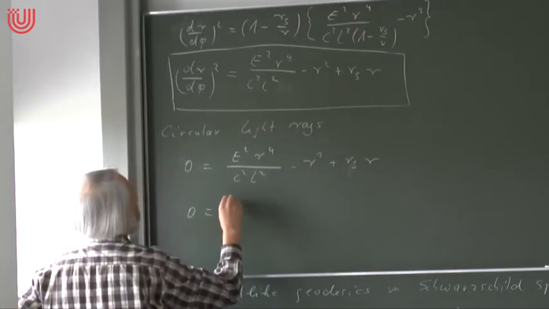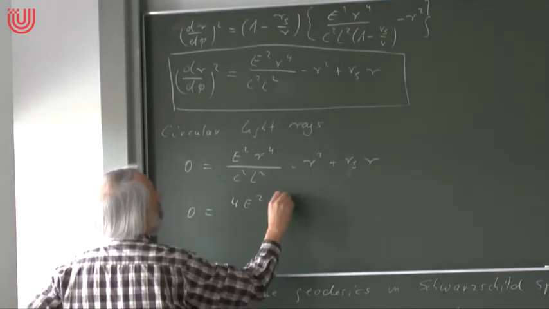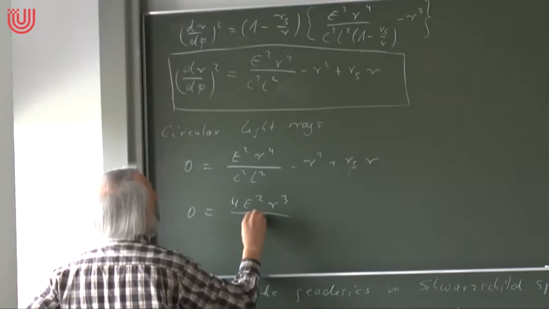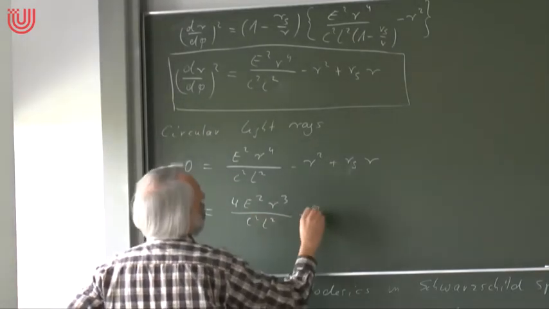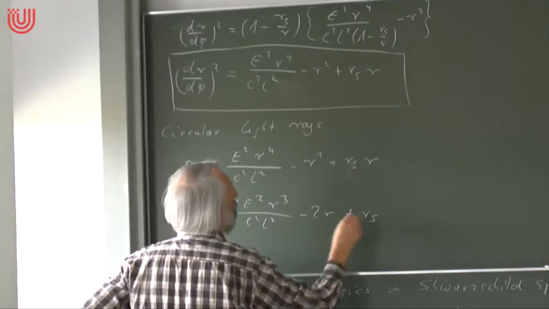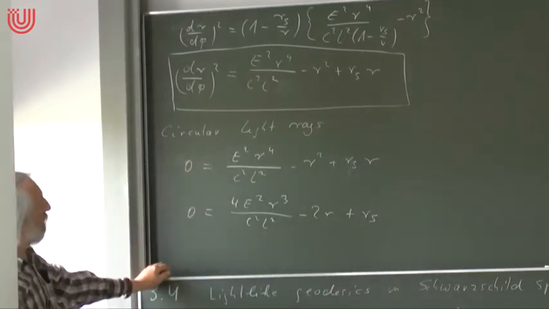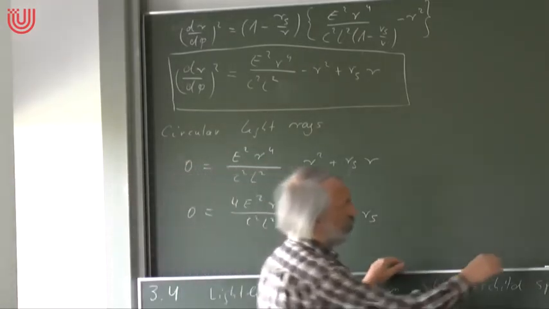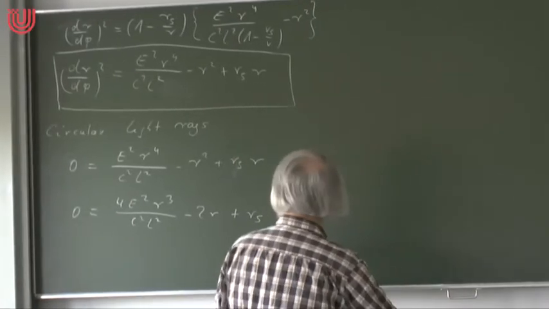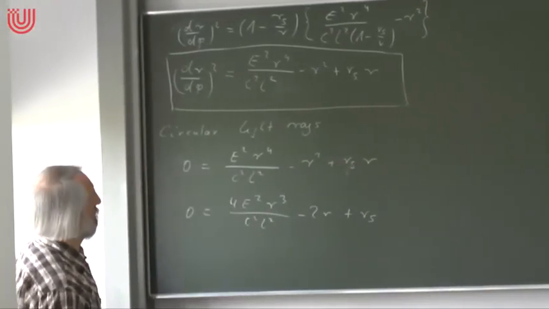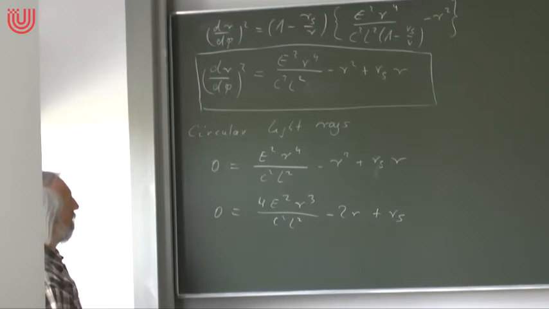Let me see if I can differentiate this. 4e squared r cubed, c squared L squared minus 2r plus rs. And from these two equations we can eliminate E over L, and then we get an equation for the radius at which circular light rays exist.